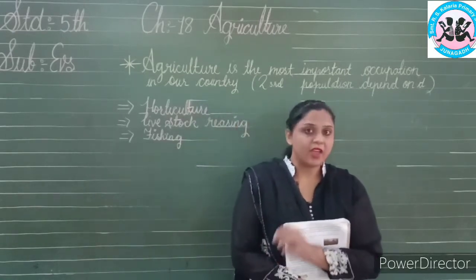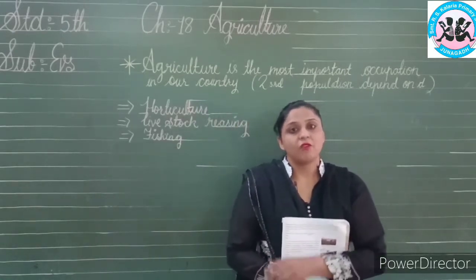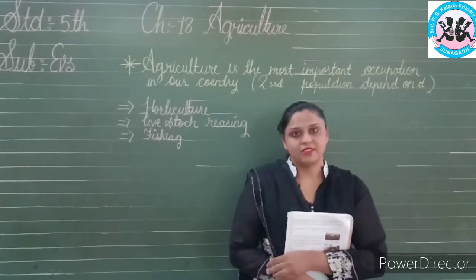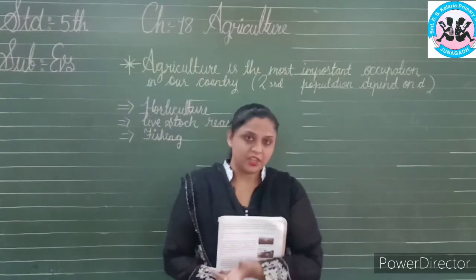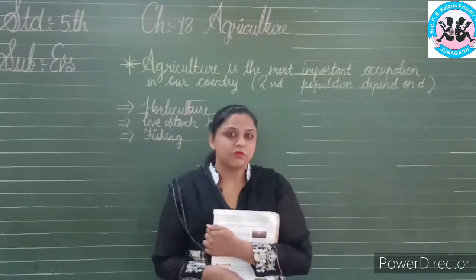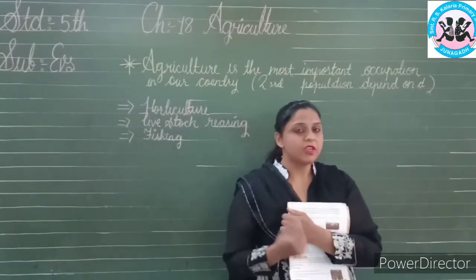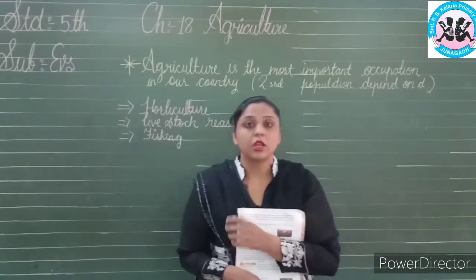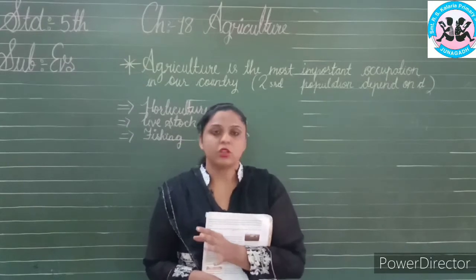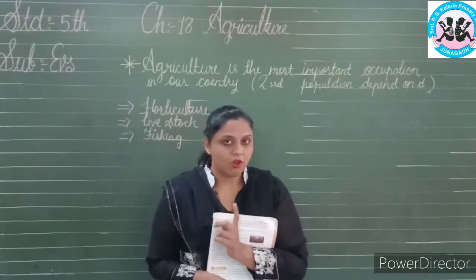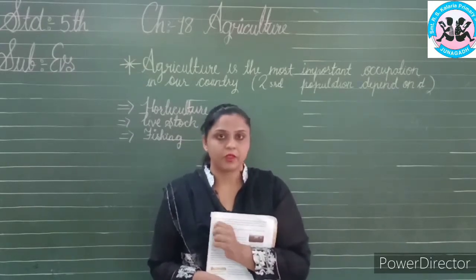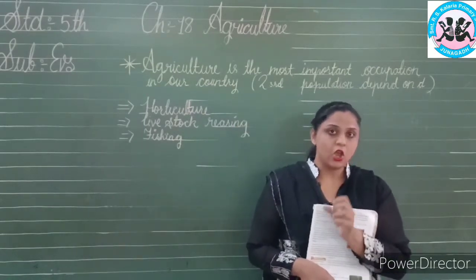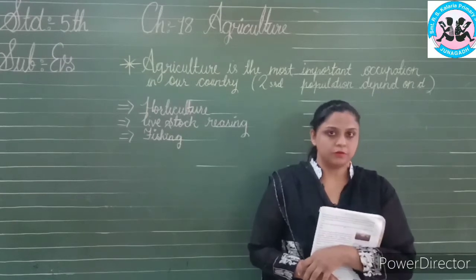Whenever the name of agriculture comes, we have farming, irrigation, crop harvesting, cattle rearing, all those ideas which come to our mind when we hear the word agriculture. So agriculture is the most important occupation of our country, India. Means most of our Indians are dependent on agriculture.